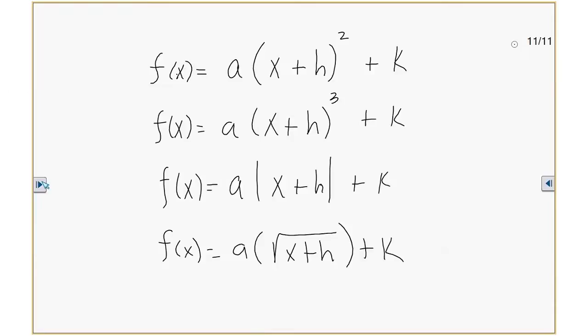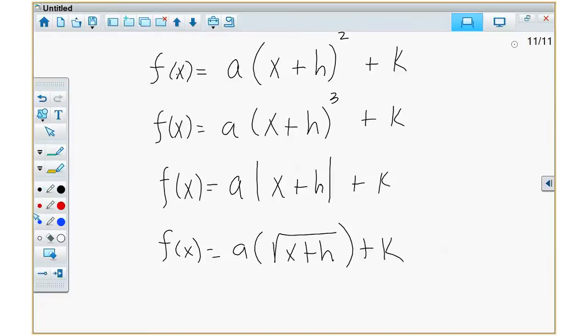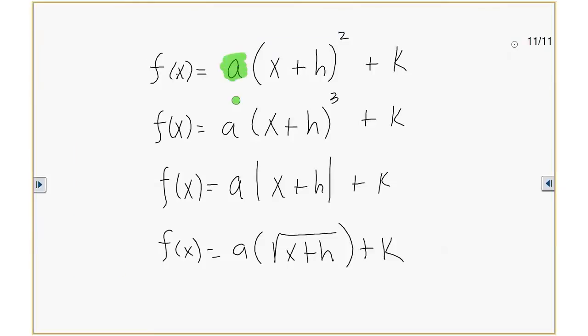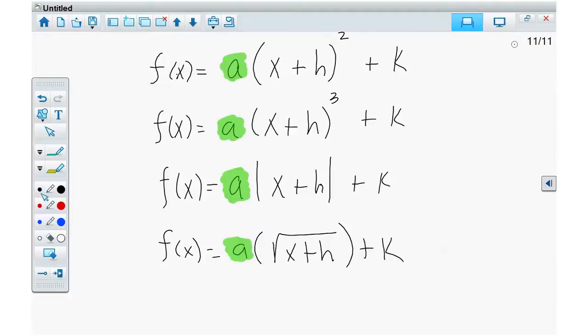So this is a good second page of notes to put with that parent graph. Take the highlighter and we're going to highlight this A. In all of these, even though they're different functions, the A stands for orientation.